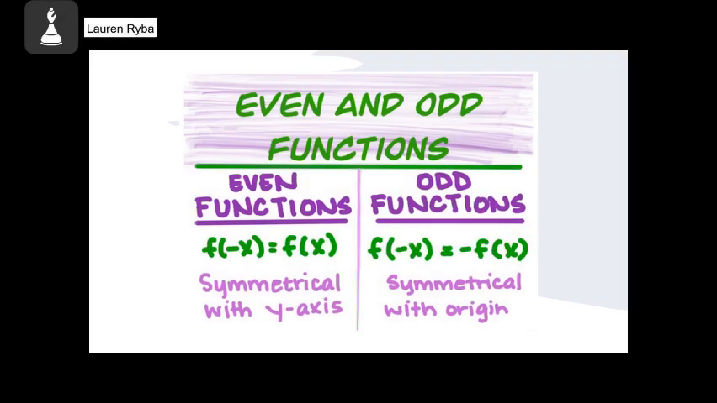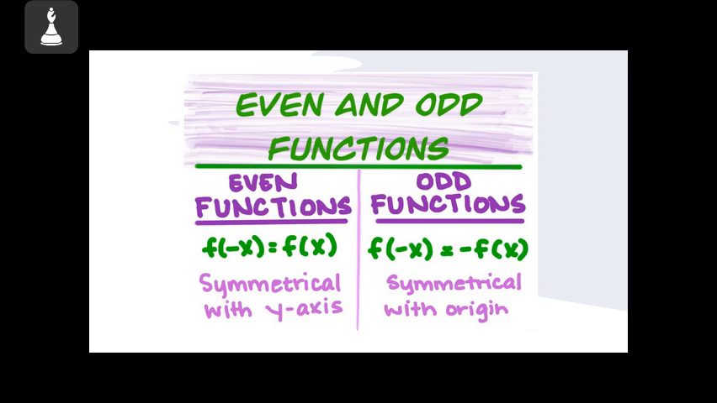So, even and odd functions. In an even function, if I negate the x and evaluate, I get the same value as if I had just used the original x. So these are going to be symmetric about the y-axis. Odd functions, if I plug in negative x, I get negative y. I'm going to be symmetric about the origin.